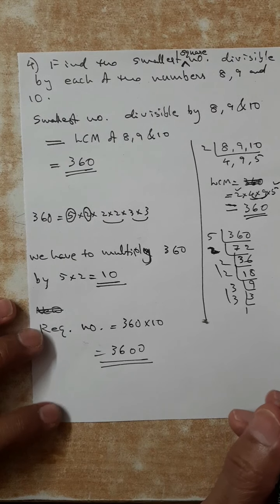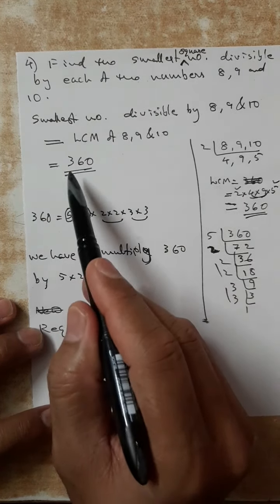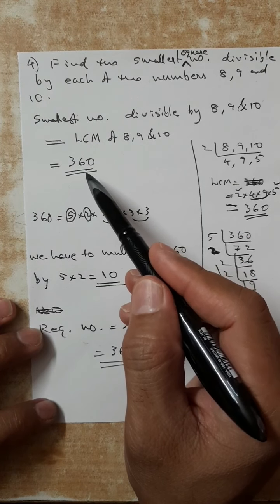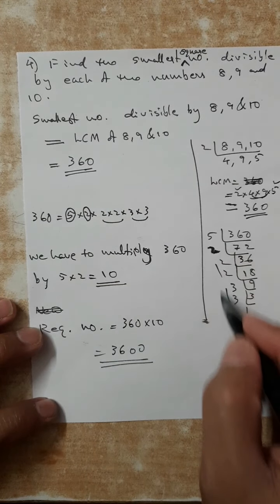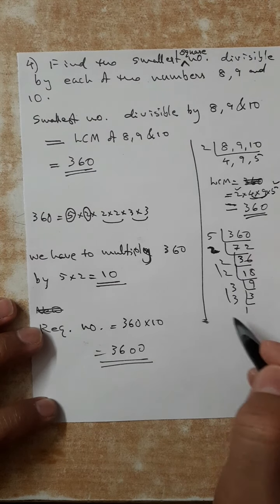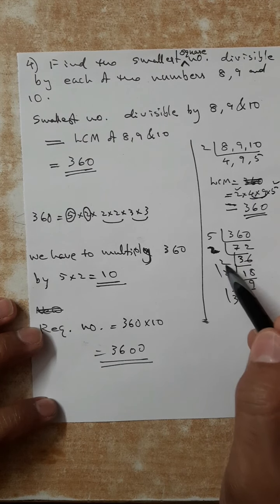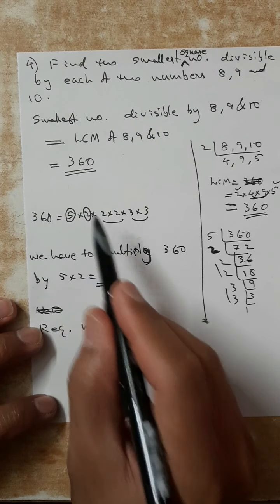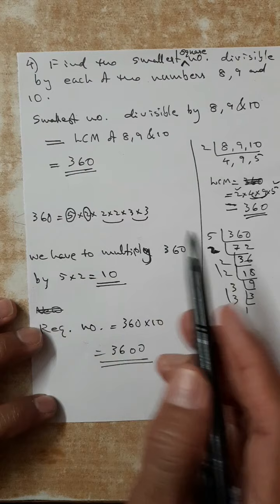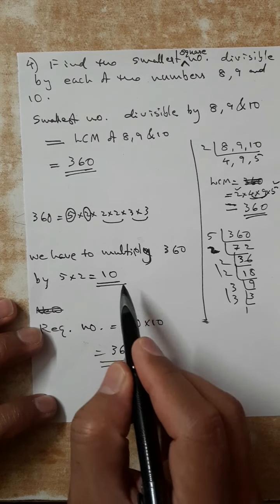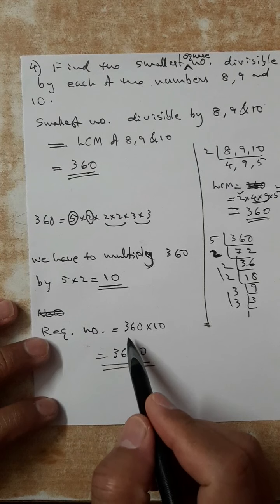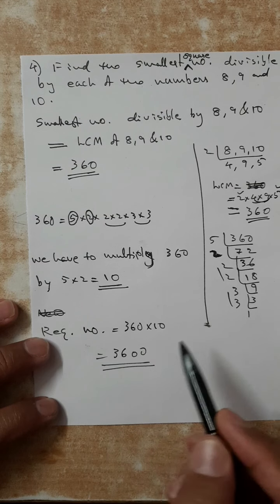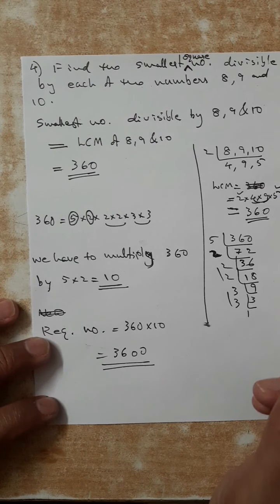Let me explain once again. First we are finding the LCM because this number is divisible by 8, 9, 10. Now we are making it a square number. For that, first we do the prime factorization: 5 and 2 and 2 and 2 and 3 and 3. One 5 is alone, one 2 is alone. So we multiply with the 10, one 5 and one 2. The new number is the required number. Required number is 360 into 10, that is 3600. 3600 is the smallest square number which is divisible by 8, 9, 10.